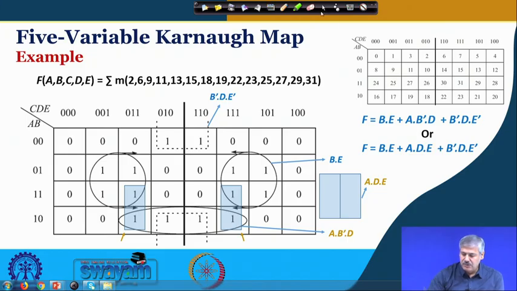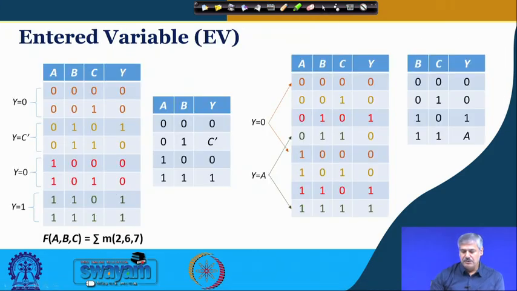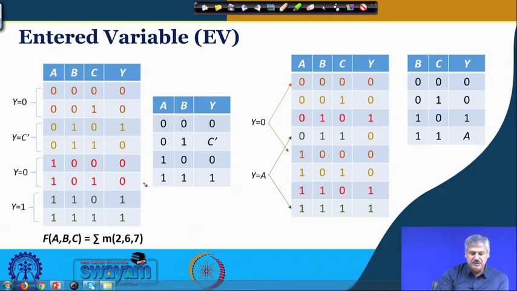Now, we shall come back to this problem a little later. What we look at now is what we understand by an entered variable map, before which we shall discuss what an entered variable is. Entered variable is, if you look at a truth table of 3 variables as you see here, A, B, C and the corresponding function output is y. So, a truth table is generated out of it, where the output is written as a function of one of the variables, which is the entered variable.